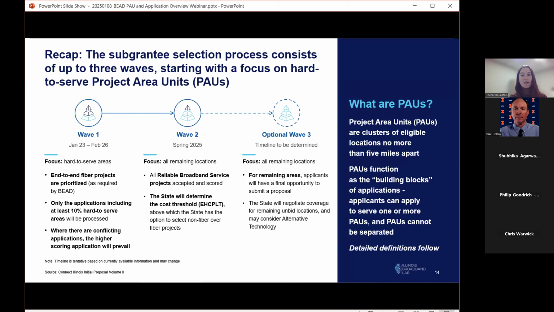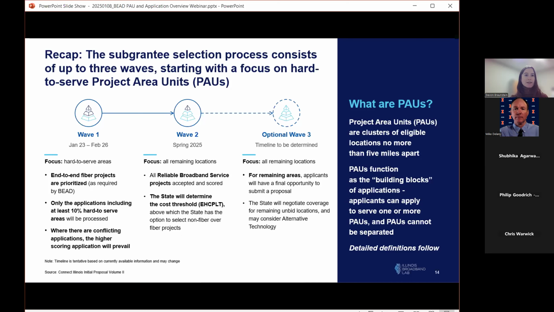And then wave 3, looking at all remaining locations, applicants will have a final opportunity to submit proposals, and will likely have those one-on-one conversations to work with applicants to pick up surrounding PAUs that they have not yet picked up and that no one has showed interest in thus far. You may have seen that NTIA also recently published their final alternative technology guidance. So Illinois will likely consider integrating the alternative technology guidance in that wave 3, again, depending on the number of PAUs that are left unclaimed and where we're at in terms of our budget.